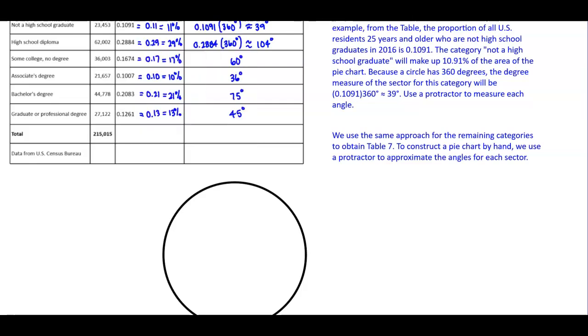What's going to happen is from here to the center of the circle, you're going to measure 39 degrees. So if we go 39 degrees, then this is going to represent 11% of that data, which is not a high school graduate.